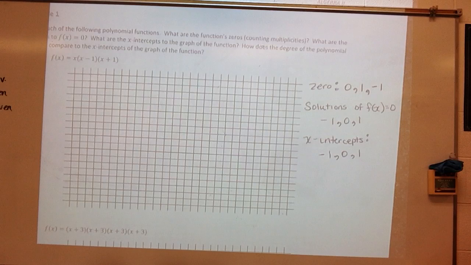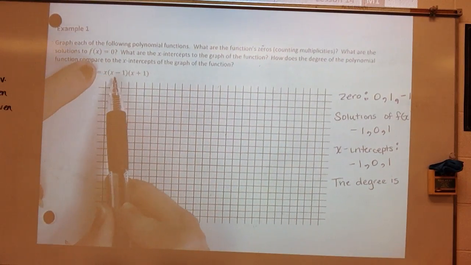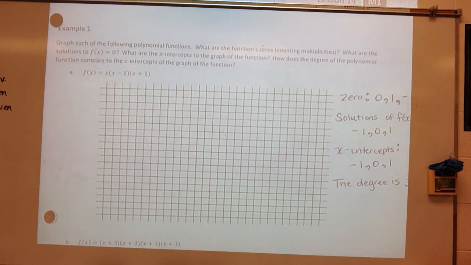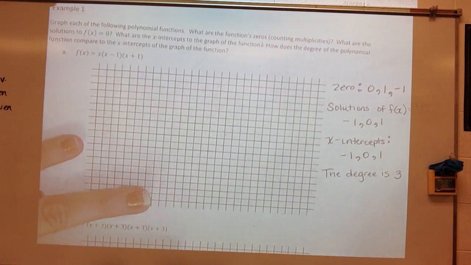Now, how does the degree of the polynomial function compare to the x-intercepts? So the degree, I do need to know the degree now. So I have a degree of 1, 2, 3. How does that compare to the number of x-intercepts? It is the same.